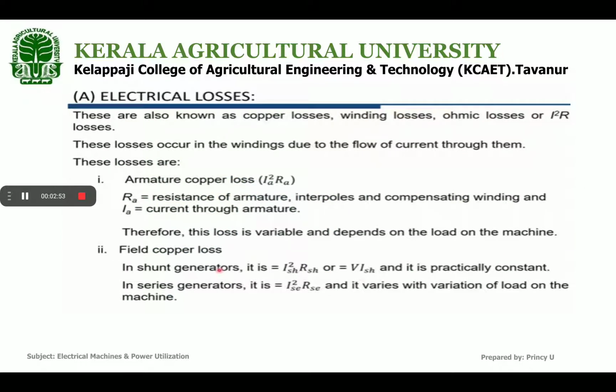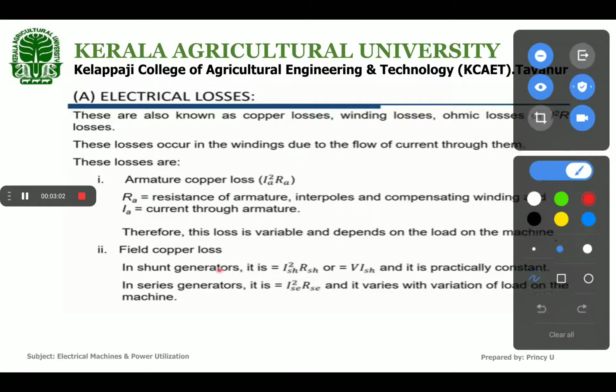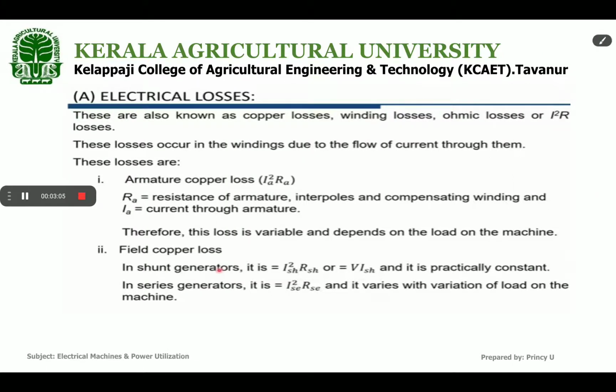First one, electrical losses. These are known as copper losses, winding losses, ohmic losses or I square R loss. All are actually electrical losses. These losses occur in the winding due to the flow of current through them. First one is armature copper loss. We represent it as Ia square Ra, where Ra is the resistance of armature, interpoles and compensating winding, and Ia is the current through the armature.